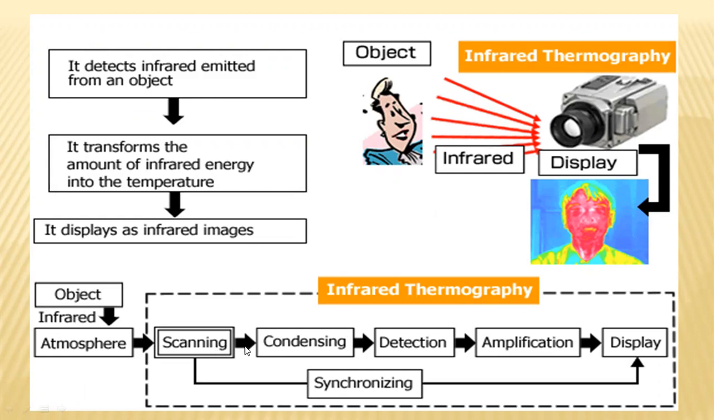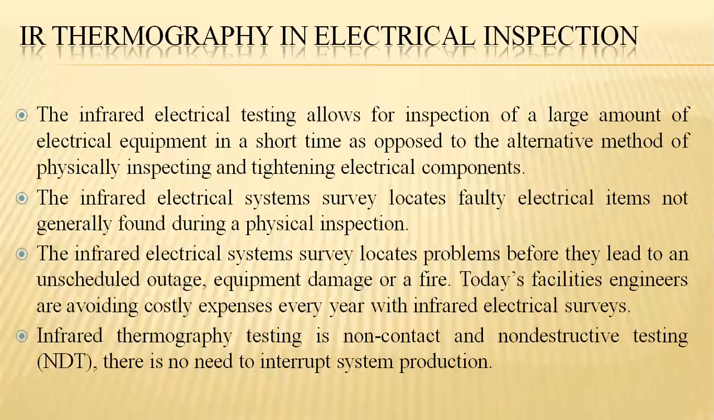The object will be scanned, and the condensing activity is done. Detection is then done over that condensation, where it has been projected and where the defects exist. Then amplification for a clear-cut visualization of the voltage, and displaying. Synchronizing eradicates blur-like situations by updating and making the visualizations clear. In electrical inspection, this IR thermography plays a major role.